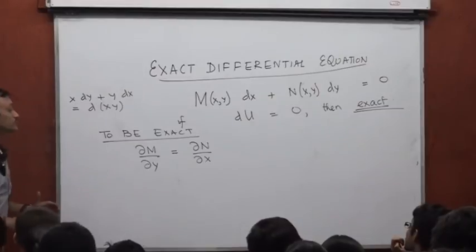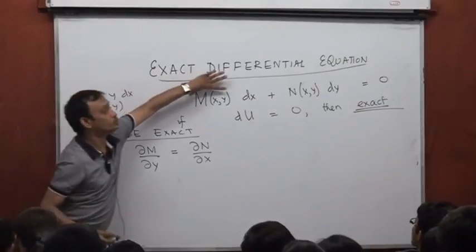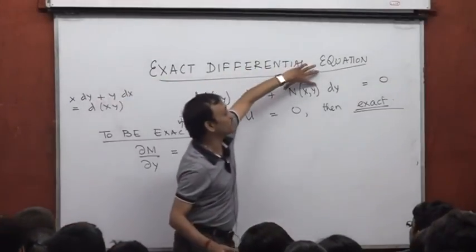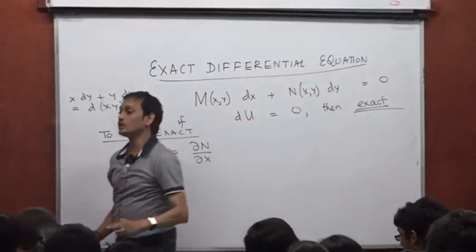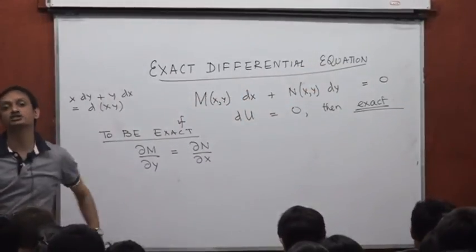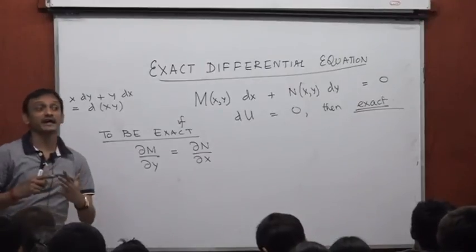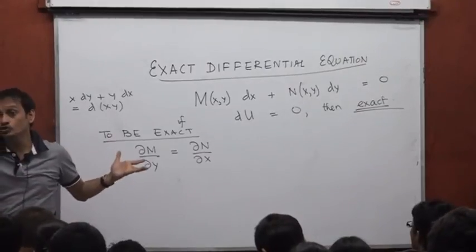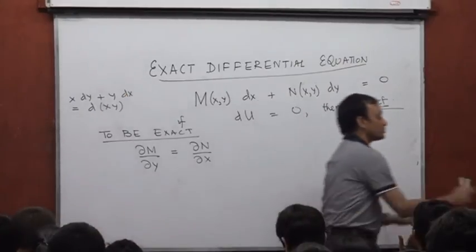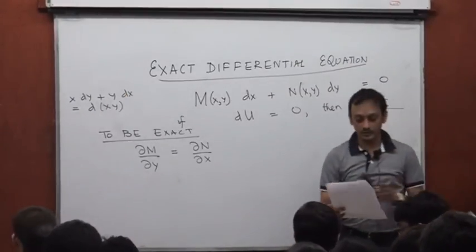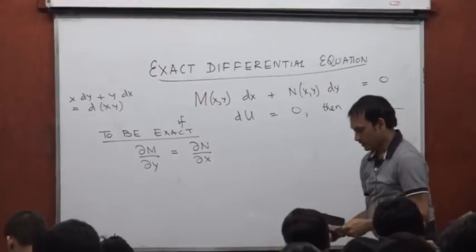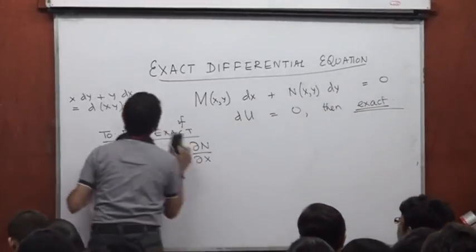If dou m dou y turns out to be dou n dou x, then the equation is said to be an exact differential equation. You could then write it as d of something equal to 0. For example, look into the sheet. There would be one section titled F containing exact differentials. Can I wipe this off?